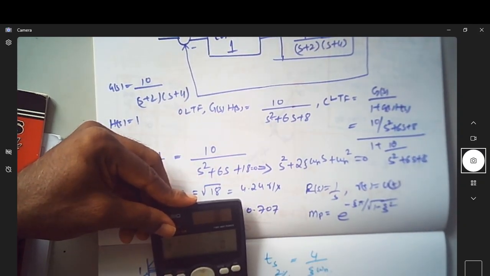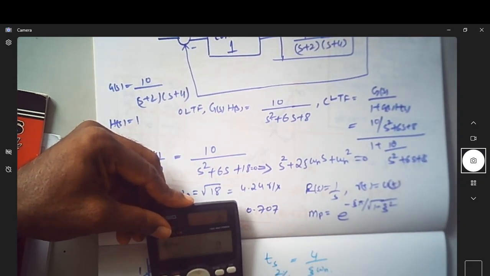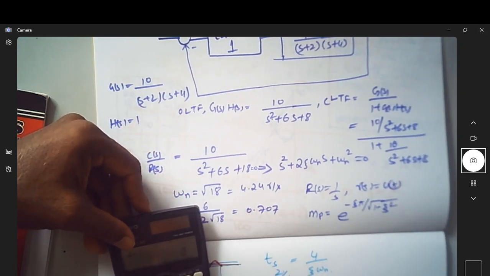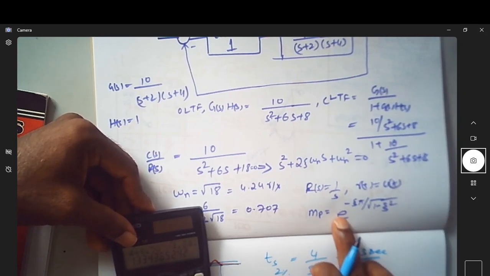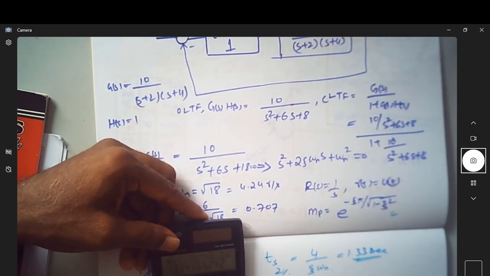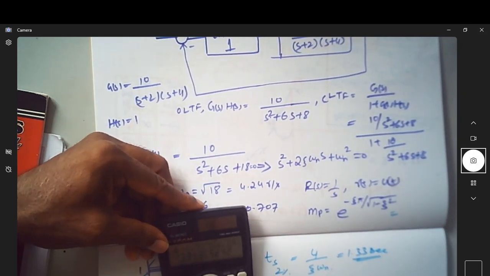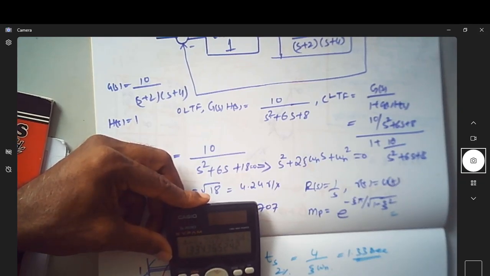So let me just find out now. Settling time happens to be 4 divided by zeta, which is 0.707, and omega n, which is 4.24. If I do this, it happens to be 1.33 seconds. So this is my settling time. So let me find out how much is MP.